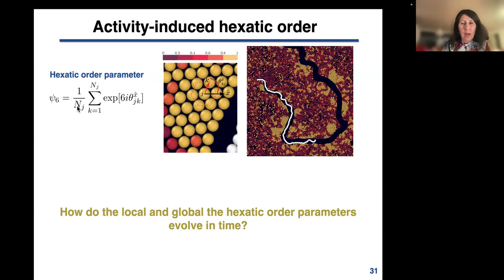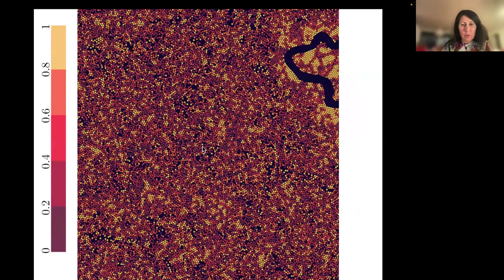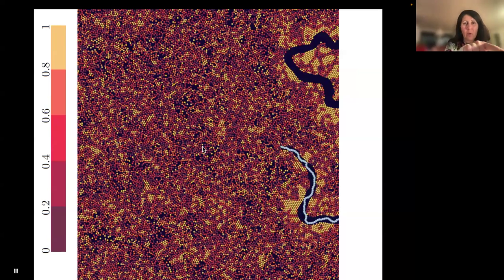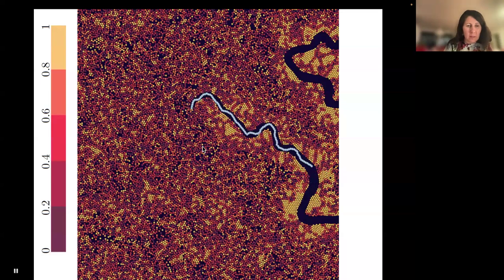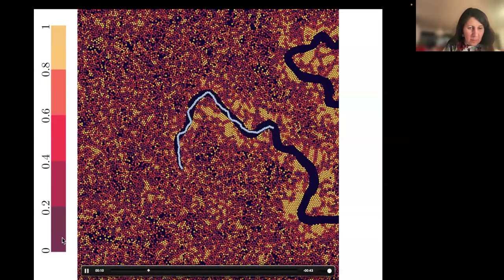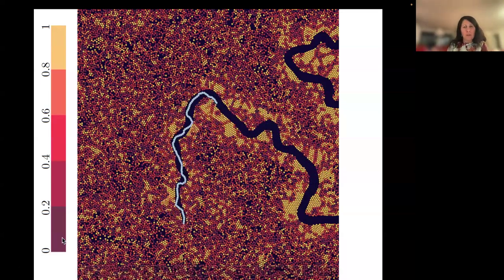And we wanted to look at how this hexatic order parameter changes over time as the active filament moves in the granular medium. Let me show you the videos here. They are color coded. When it's yellow, you have the highest hexagonal order parameter locally, and this dark red is no order.